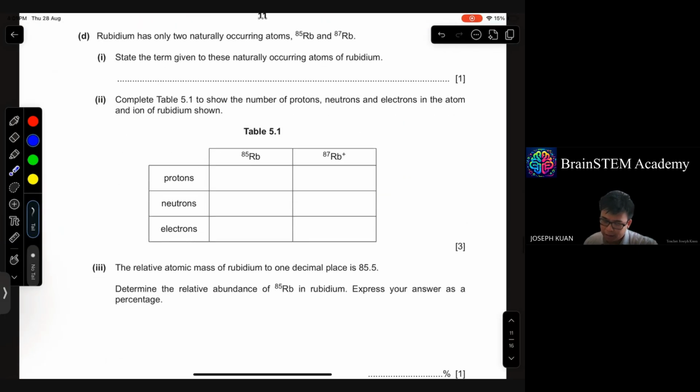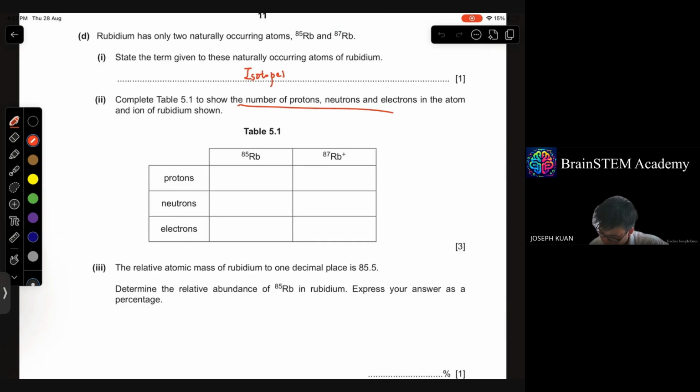Next, rubidium has 2 naturally occurring atoms, rubidium-85 and rubidium-87. State a term given to these naturally occurring atoms of rubidium. Now, isotopes. They have the same proton number but different nucleon number. Next, complete the table to show the number of protons, neutrons, and electrons in the atom or ion of rubidium shown below.